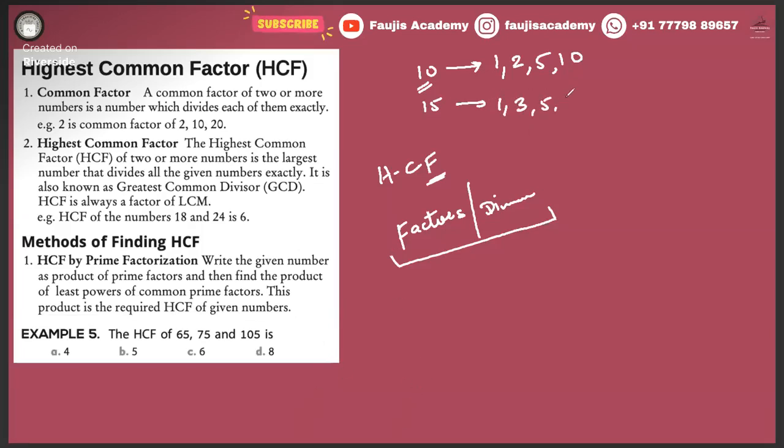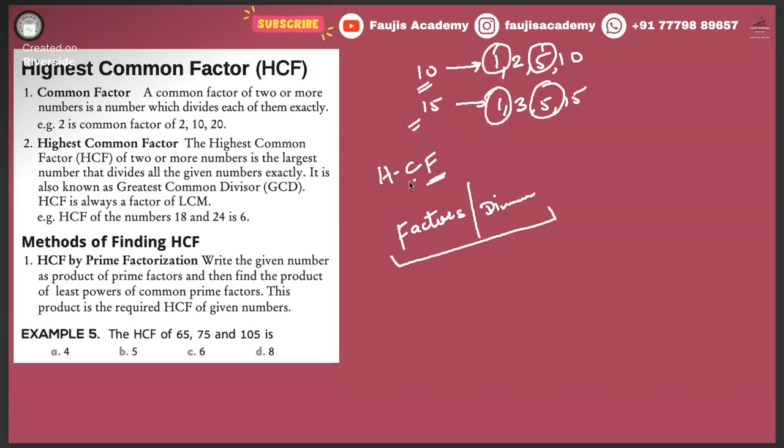Okay, 1, 3, 5 and 15. So these are called the factors. Fine. What are the common factors? 5 and 5 are common. Is there anything else common over here? 1. 1 is common. That's correct.